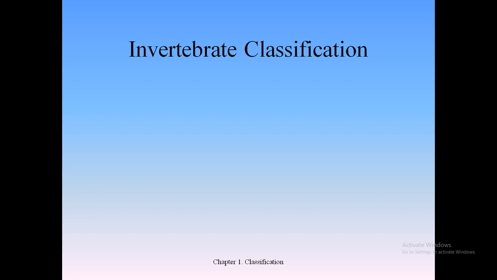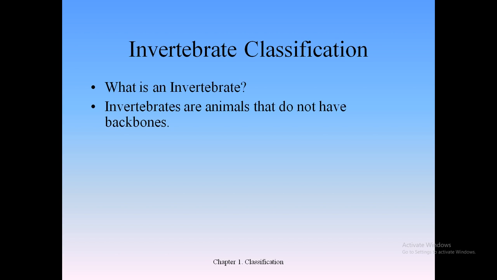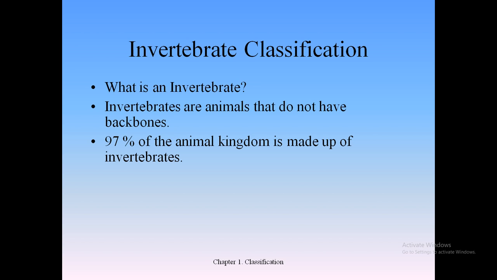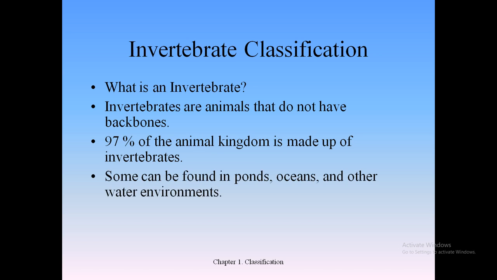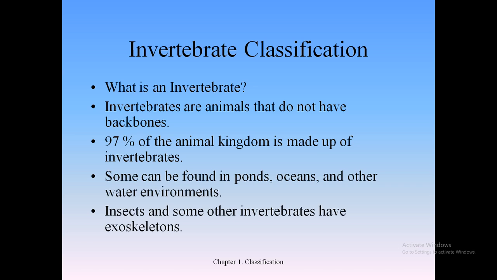Invertebrates. Classification. Invertebrates are organisms which do not have a vertebral column or backbone in their body. 97% of the animal kingdom is made up of invertebrates. Some can be found in ponds, oceans, and other water environments, and some can live on land also.